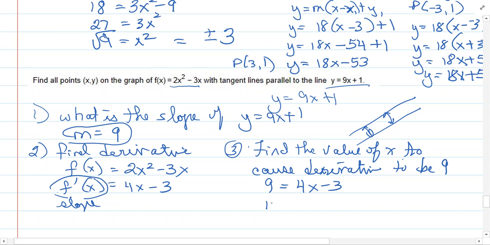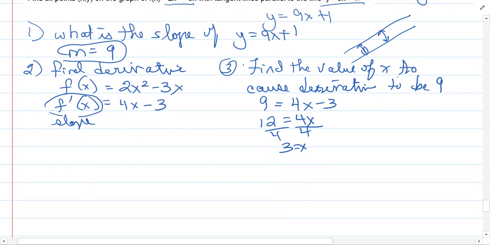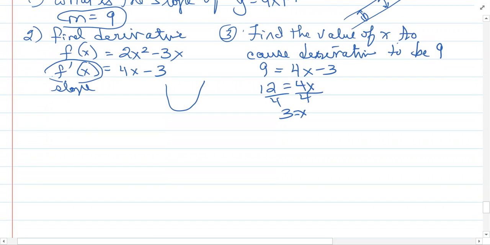I'm going to add 3, so I'm going to get 12 equals 4x. I'm going to divide by 4, then x equals 3. Okay, now we have that in this parabola at 3. So now the parabola is this way, so it's only going to have 1, and it is in the positive, yes. So we're only going to have 1 that works. So we want to find the ordered pair.